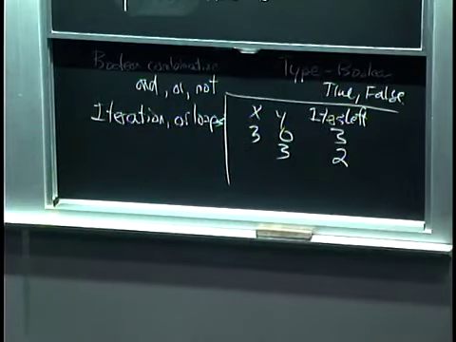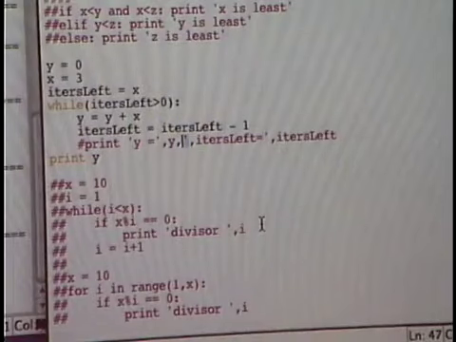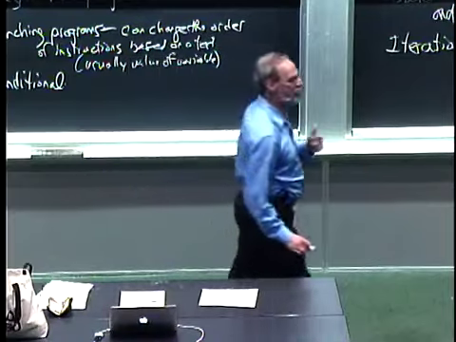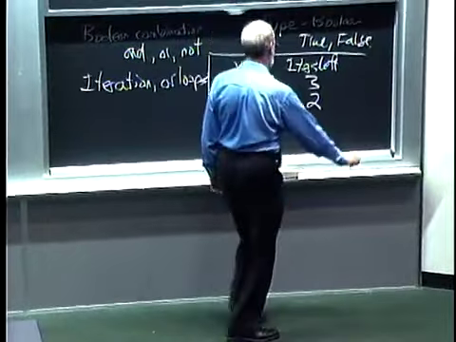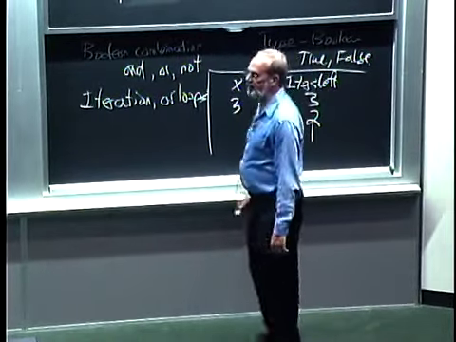Having reached the end of the block, go back up and check the test. Is iters left greater than 0? Yes, it is. So evaluate the same sequence of instructions again. Y plus x is 6. That's my new value of y. 2 minus 1 is 1. That's my new value of iters left.